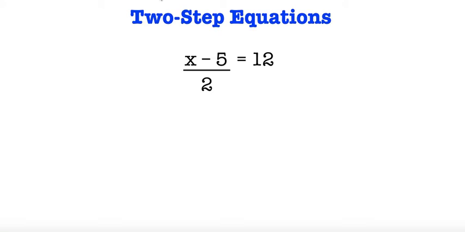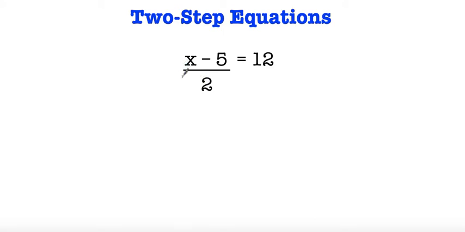Now normally if we knew the value of x, we would do whatever number that was minus 5 divided by 2 and then we would get 12. But we don't know the value of x, so we're going to have to work backwards in order to figure it out. So we want to isolate our x. For working backwards, we see that x minus 5 is all being divided by 2.